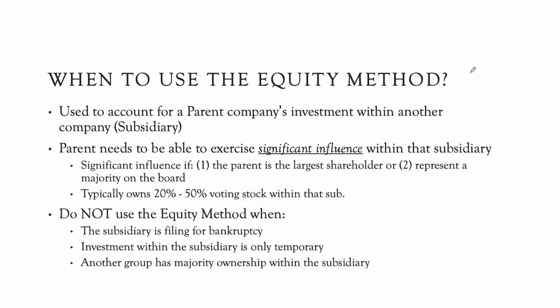But again, don't get tripped up. If they say they only purchase, say, a 10 to 15% voting stock within that sub, as long as they give you that they're able to exercise significant influence, you know you're using the equity method. Now, when not to use the equity method: of course, if you're not able to exercise significant influence, or say the subsidiary is filing for bankruptcy, the investment within that subsidiary is only temporary, or another group has majority ownership within that subsidiary, i.e. they're the ones who can exercise significant influence, you would not use the equity method.